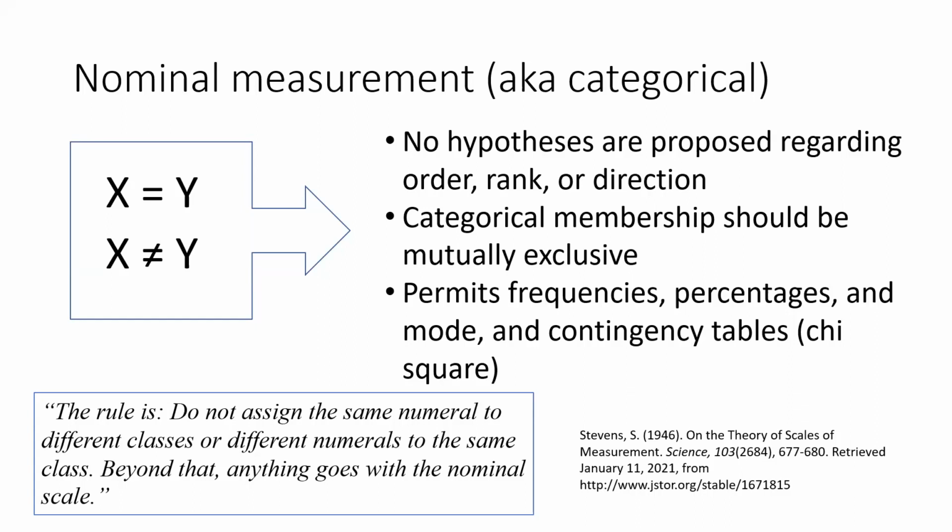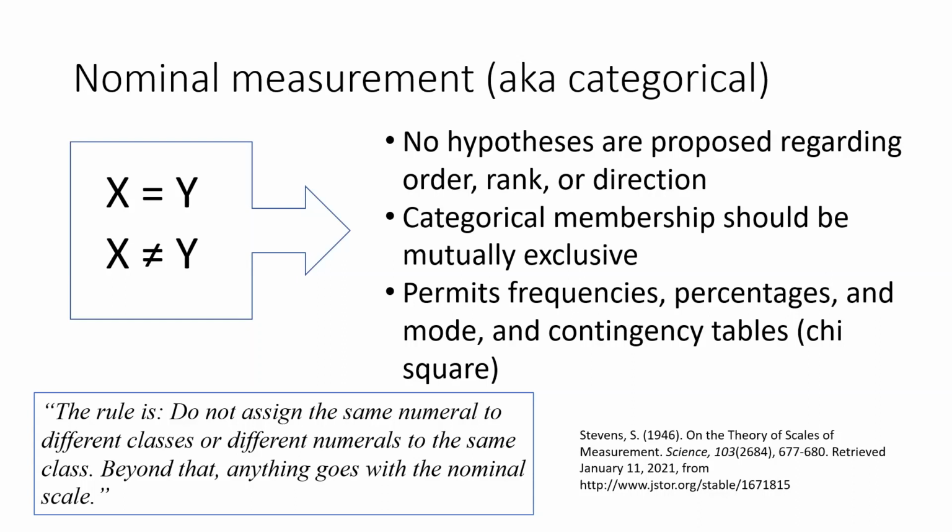Relative percentages, that's percentages, I'm sorry. You can report the mode, the category that occurs most frequently, and you can do contingency table analysis, which includes your chi-square. So that is a kind of statistical test, an inferential test. It's not a parametric test. It doesn't rely on the normal distribution.